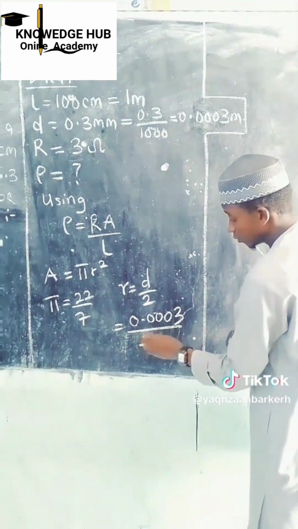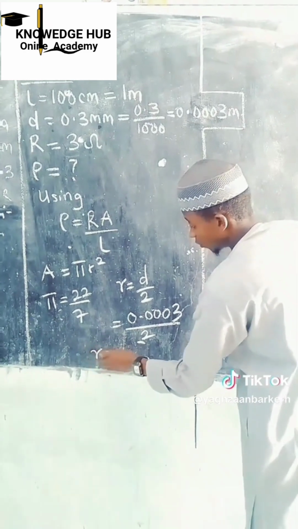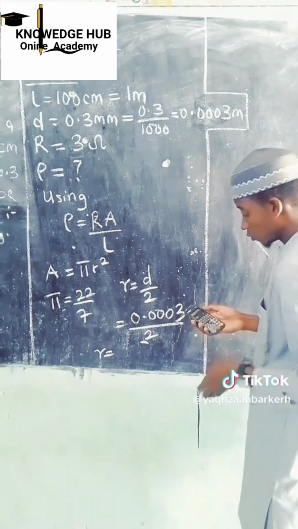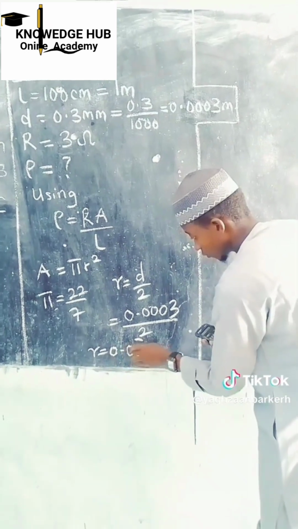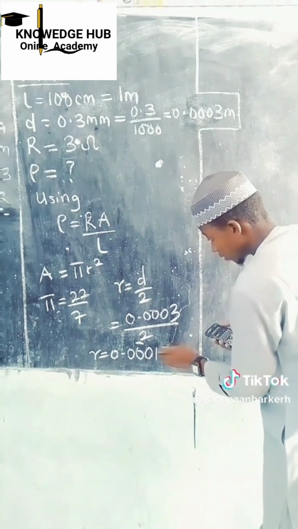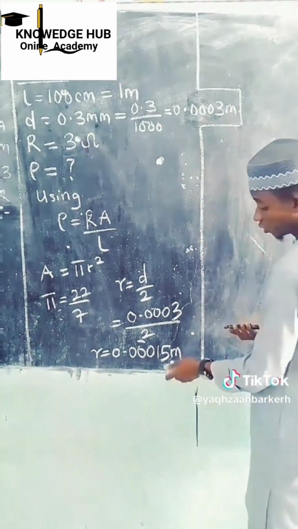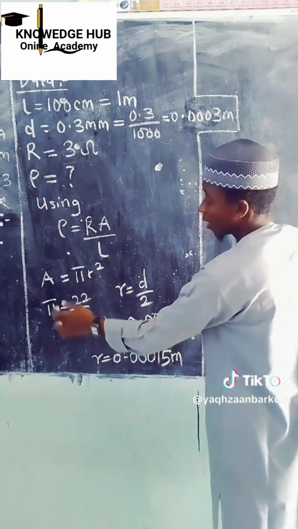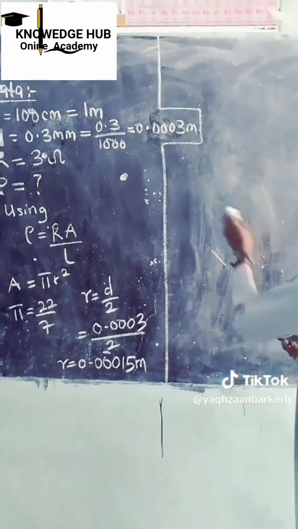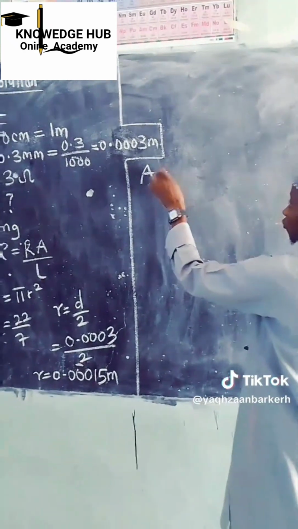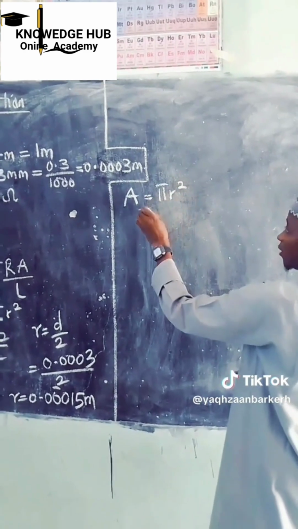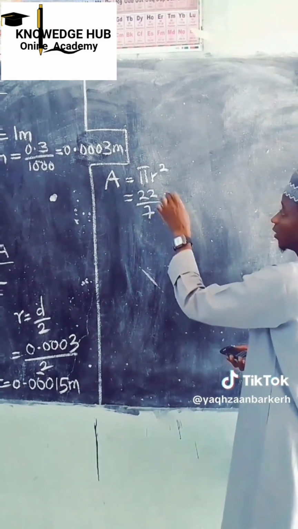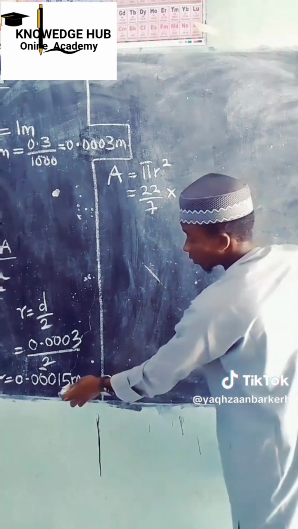So now instead of this D, I will replace it with this value, 0.0003 divided by 2. So now our radius will be equals to 0.0003 divided by 2. We are going to have 0.00015 meter. So that is our radius. Now we are going to be substituting the value of radius and the value of pi in the area. So now our area will be equals to, we know it is pi r squared, and this pi we say is constant as 22 all over 7, then times this radius we have as this value now.